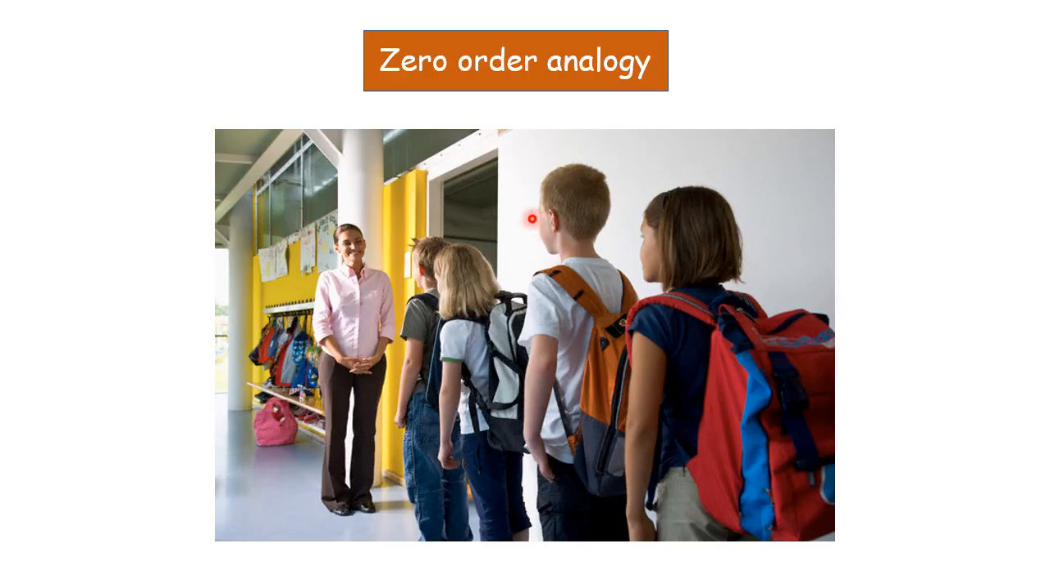See, here we can see an analogy. Imagine a classroom with a door that can only allow a certain number of students to enter per minute, regardless of how many students are waiting outside. As each student enters the classroom, another student is allowed in at the same rate. This is similar to zero order elimination, because the body eliminates a constant amount of a drug per unit time regardless of the concentration of the drug in the body.